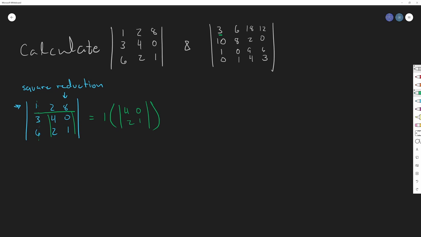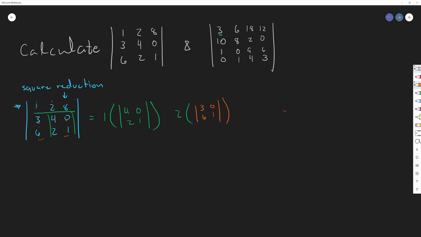We're not done here. We're going to continue on the row that we picked and move on to the next element, which in this case will be 2. We're going to add it, but we'll talk about the signs later. I'm going to use a different color. We completely ignore everything in the row and column of the 2, and we're left with 3, 0, 6, 1. So we take the determinant of 3, 0, 6, 1.